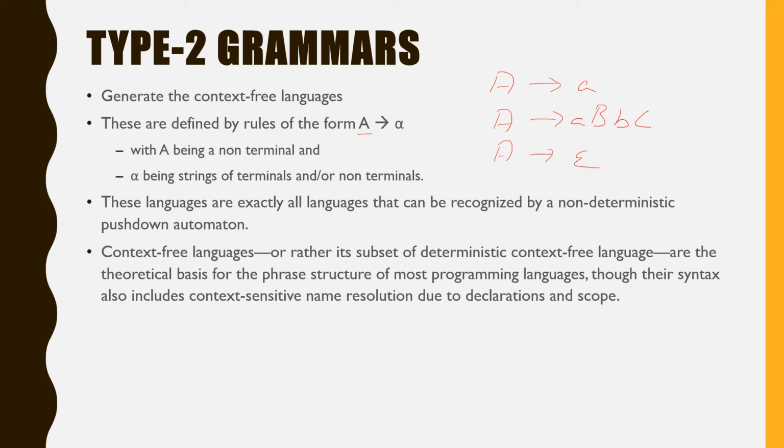The automata that accepts this type of language is called a push-down automata. In specific, it is non-deterministic, so we call them non-deterministic push-down automata. And a subset of this can be called deterministic context-free languages, and correspondingly we call the automata the deterministic push-down automata. And about that we will discuss when we get into the topic of push-down automata.